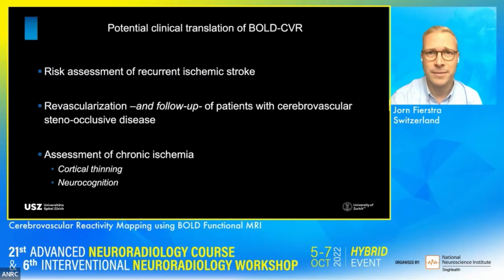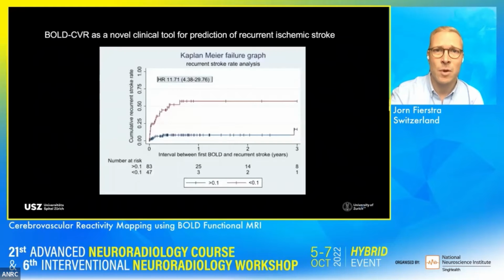And more like touching a bit on the science, I guess, but also still for clinics, it's the assessment of the chronic ischemia, where I would really look at brain effects of the brain areas that are exhibiting the cerebrovascular reactivity impairment, whether there's cortical thinning present or actually whether it has an effect on the neurocognition. And I'll just give you per item a small example of the data we gathered in this regard.